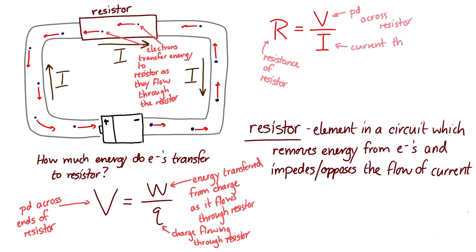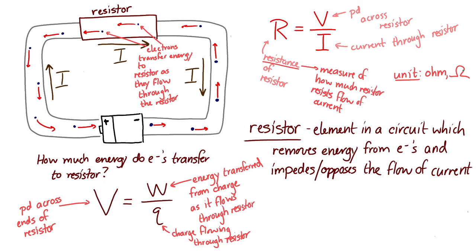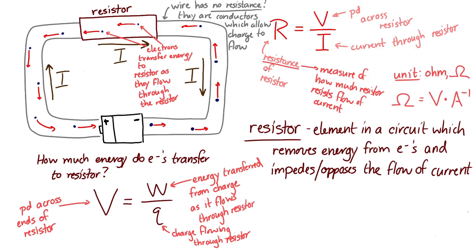Now that R, the resistance, is a measure of how much the resistor resists the flow of current. It is measured in units of ohms, which is represented with a capital omega. And if we look at the units here, an ohm is equal to a volt per amp. Now the wires, meanwhile, have no resistance. Remember, the wires are made out of an electrical conductor. An electrical conductor allows charge carriers to move through it. So they have no resistance. They do not resist the flow of the current.